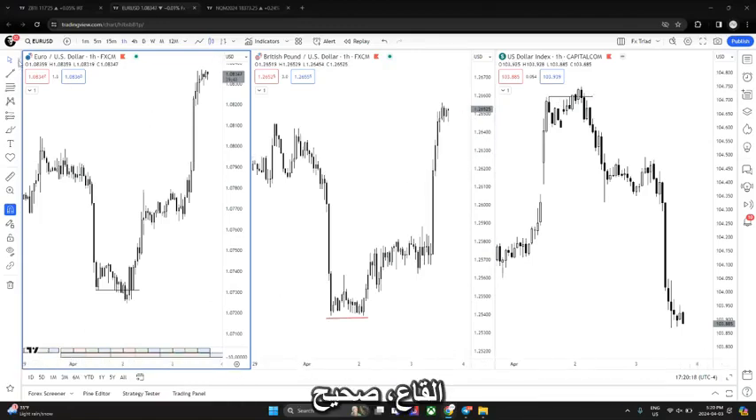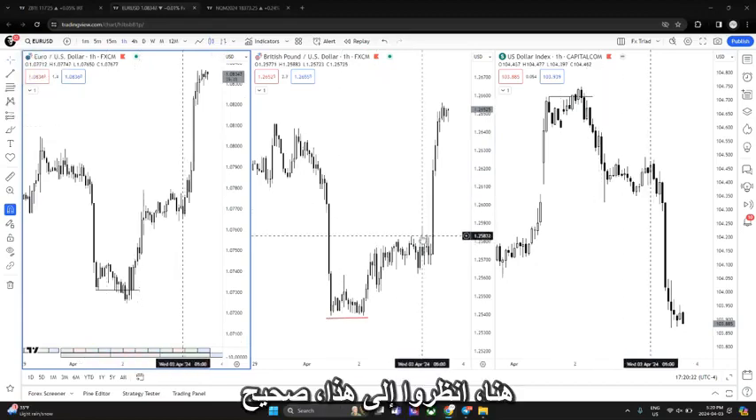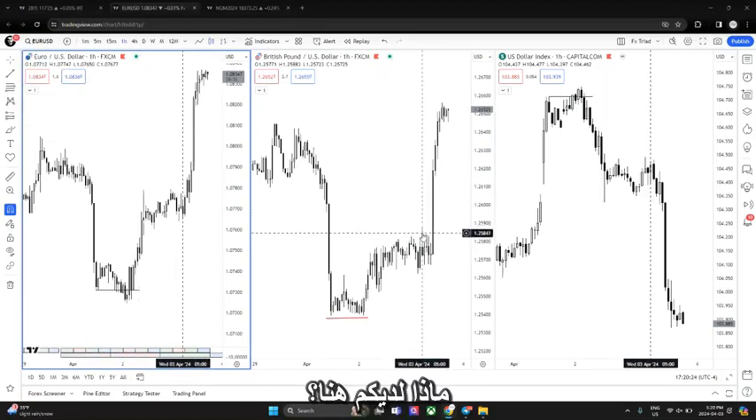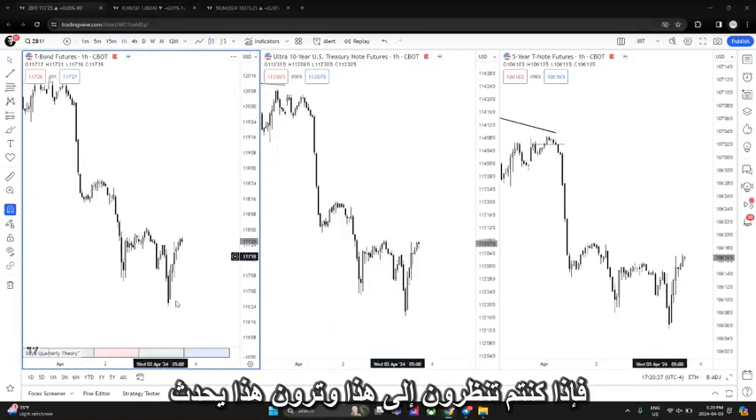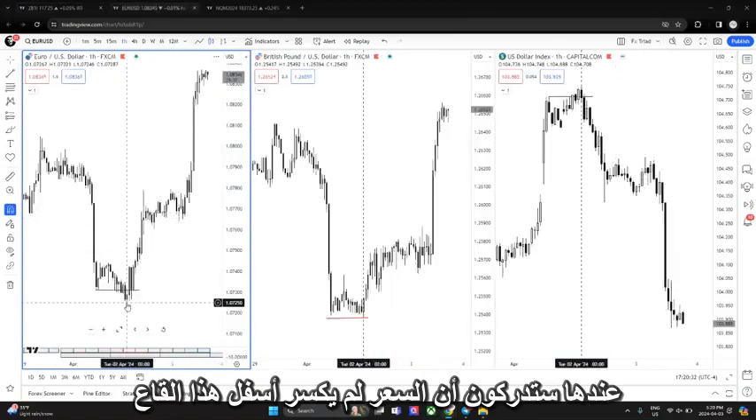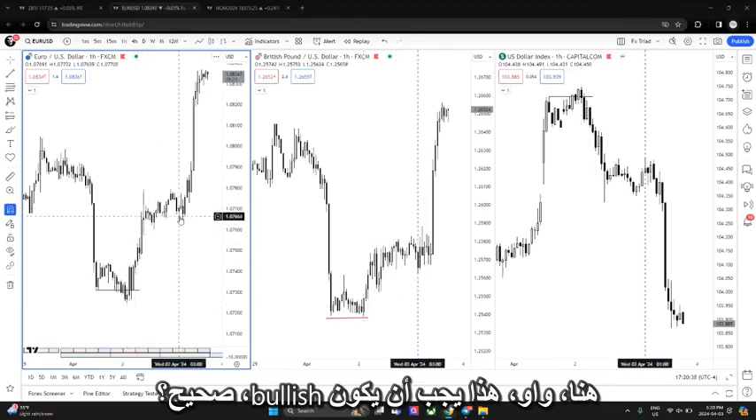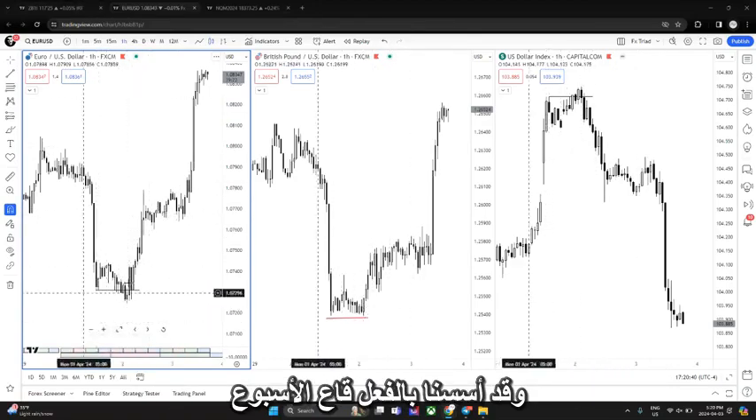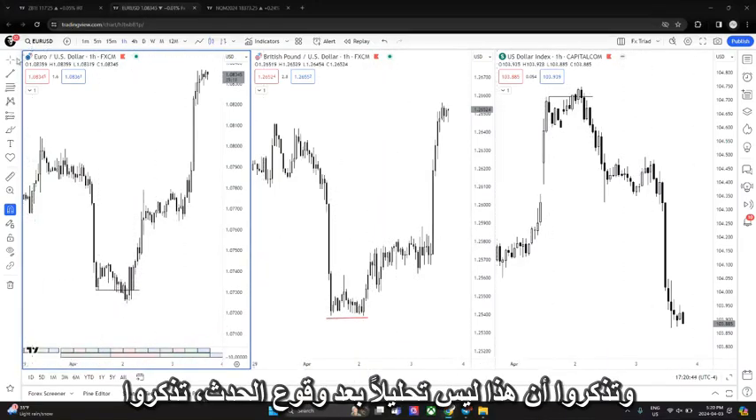Right here, look at this. What do you have here? After this was established, if you were looking at this and you would see this happen, then you'd realize that price did not break below this low here. Wow, this must be bullish, right? And we already established the low of the week. And remember, this isn't hindsight.